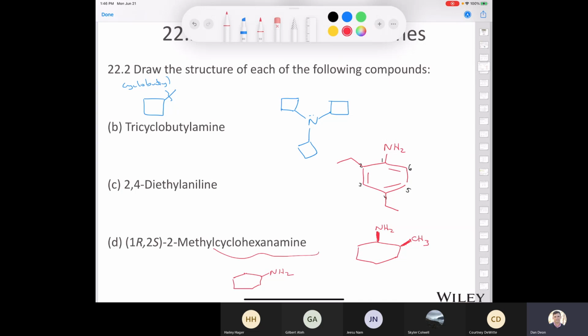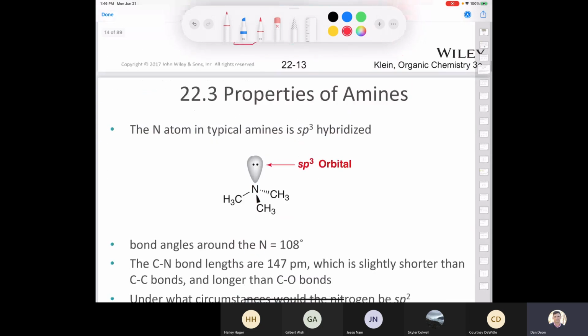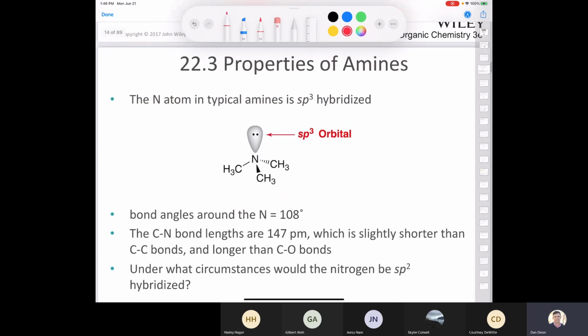Well, the next section, just like when we looked at the alcohols and we talked about their nomenclature, the next thing we always talk about is the properties. And I told you that the molecular geometry is trigonal pyramidal. The nitrogen is sp3 hybridized, and you should know that the lone pair is in an sp3 hybridized orbital. Now, the bond angles around the nitrogen, like this one here and this one here, are around 108 degrees. Why? Because the repulsion of that lone pair pushes those methyl groups closer together than 109.5 degrees.